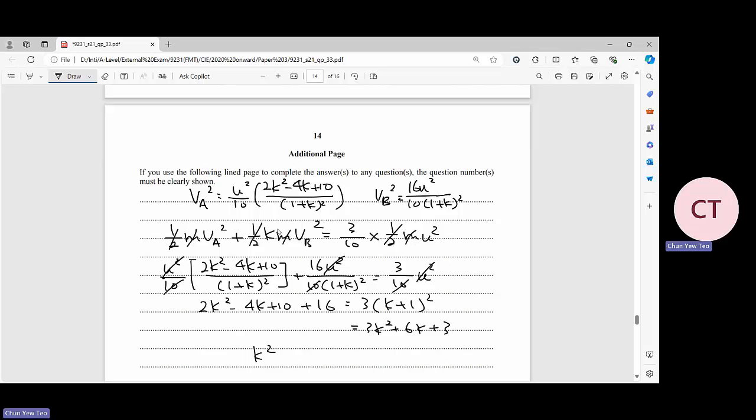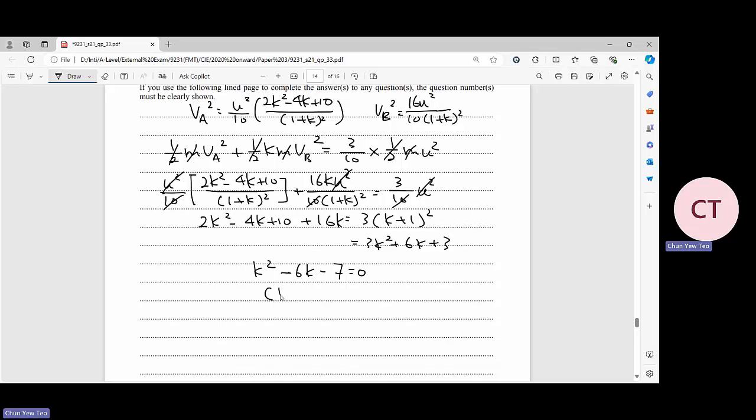Oh, sorry. I forgot there's a k here. There's a k here. So this one is supposed to be 16ku square. Cancel the k. You have a 16k here. So if you simplify it, again, you have a k square, and then minus 6k minus 7 equal to 0.